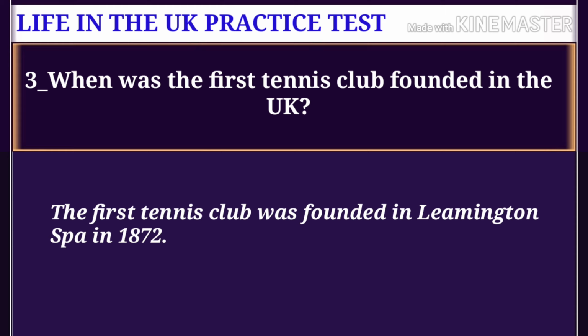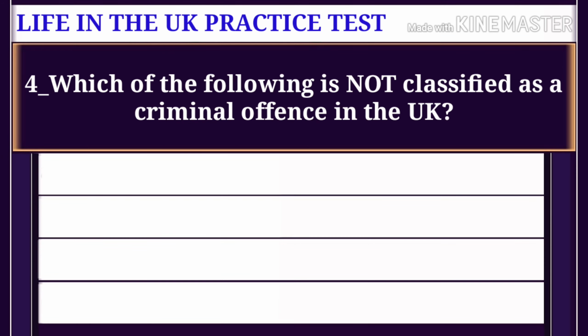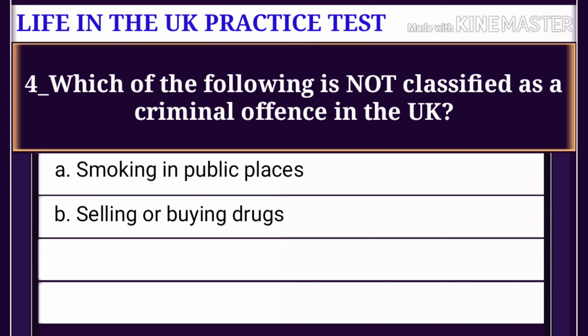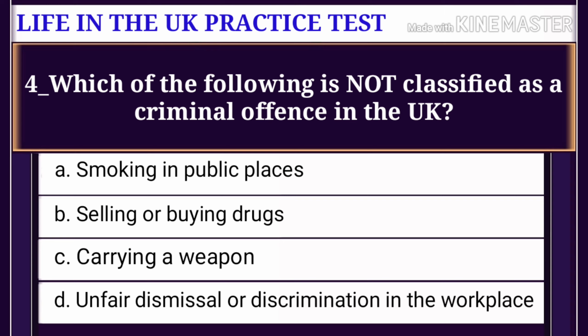Life in the UK practice test. Question 4 of 24. Which of the following is not classified as a criminal offence in the UK? A. Smoking in public places. B. Selling or buying drugs. C. Carrying a weapon. D. Unfair dismissal or discrimination in the workplace.